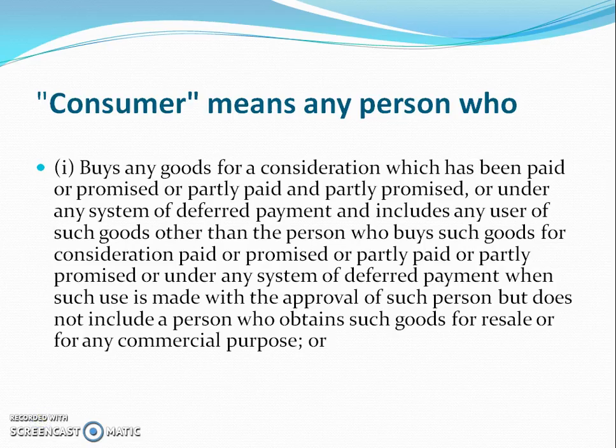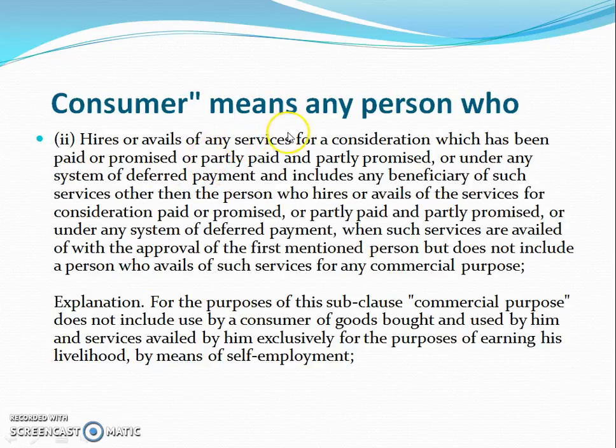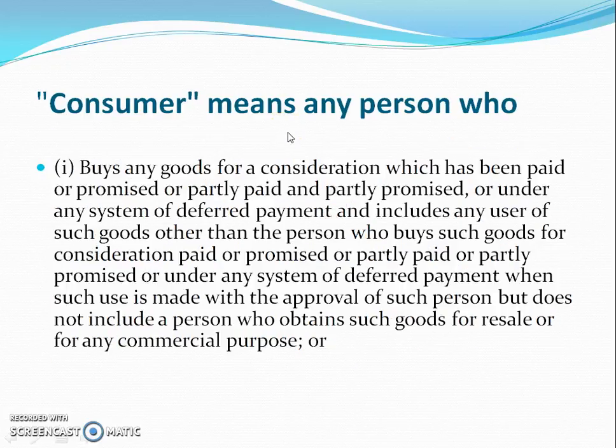The first word that needs to be defined in this Act is a consumer, because we're trying to protect a consumer, so we need to know who is a consumer. So consumer is a person who buys any goods. Basically, this definition is divided into two parts. One is for goods and the other one is for services, right? So as far as goods are concerned, who is a consumer? A person who buys those goods for consideration.